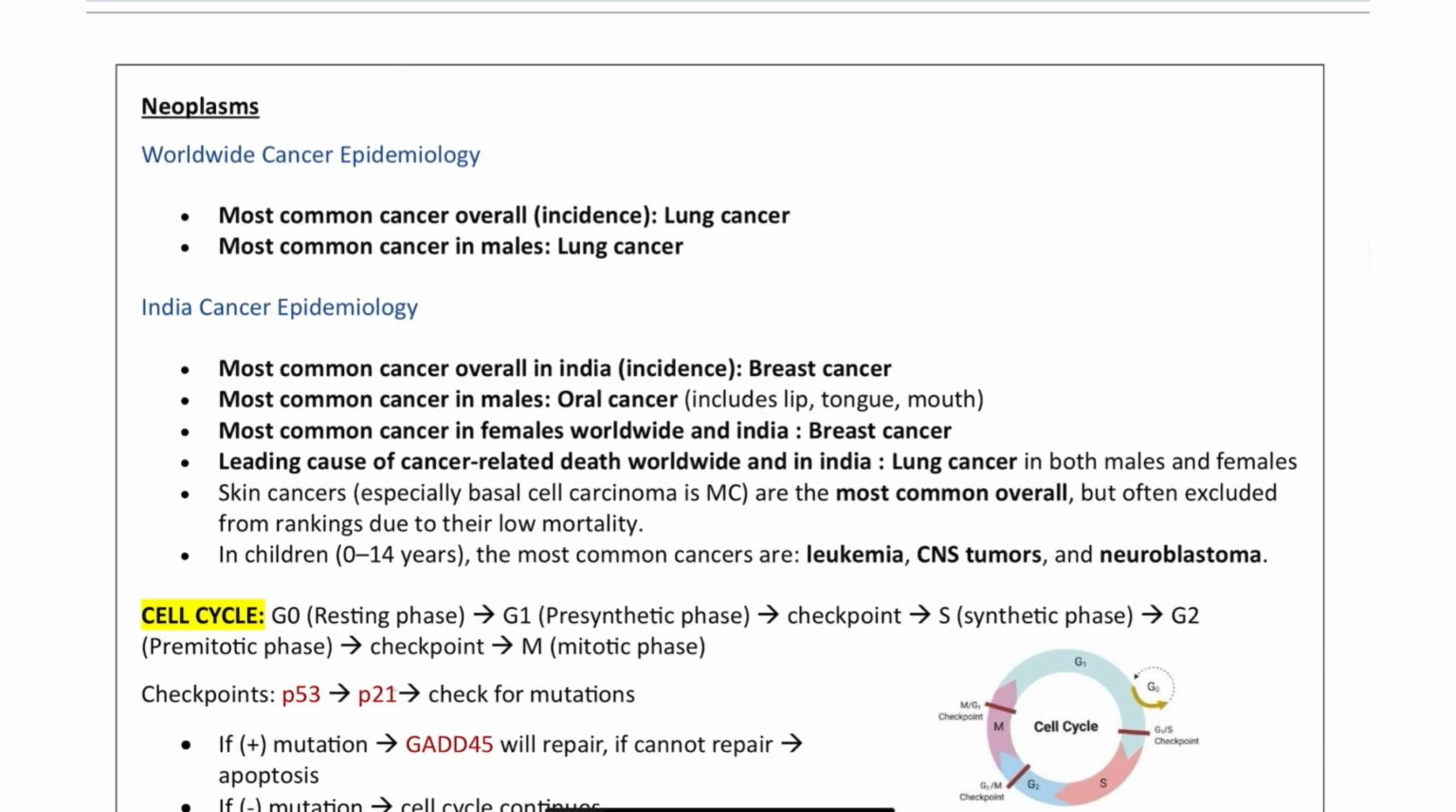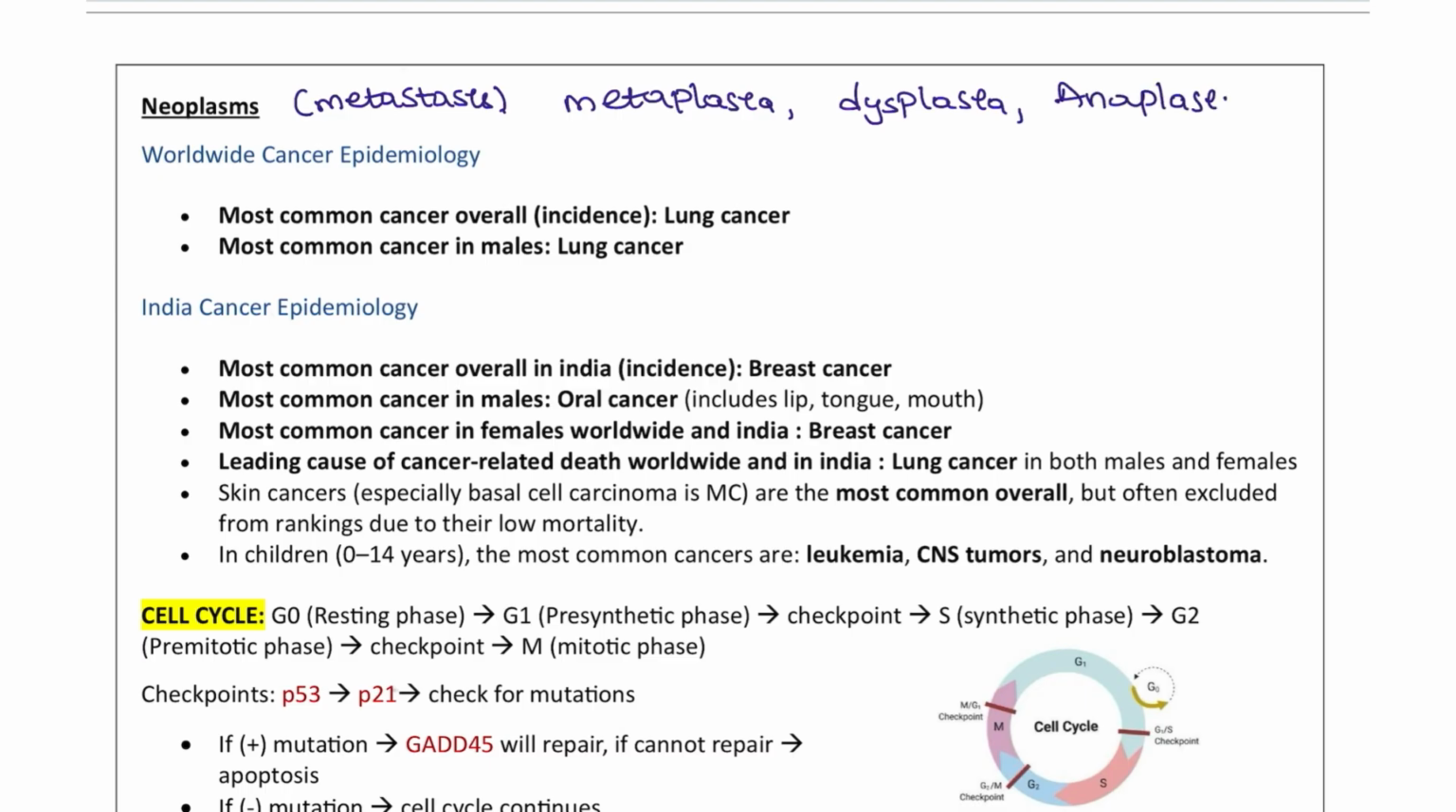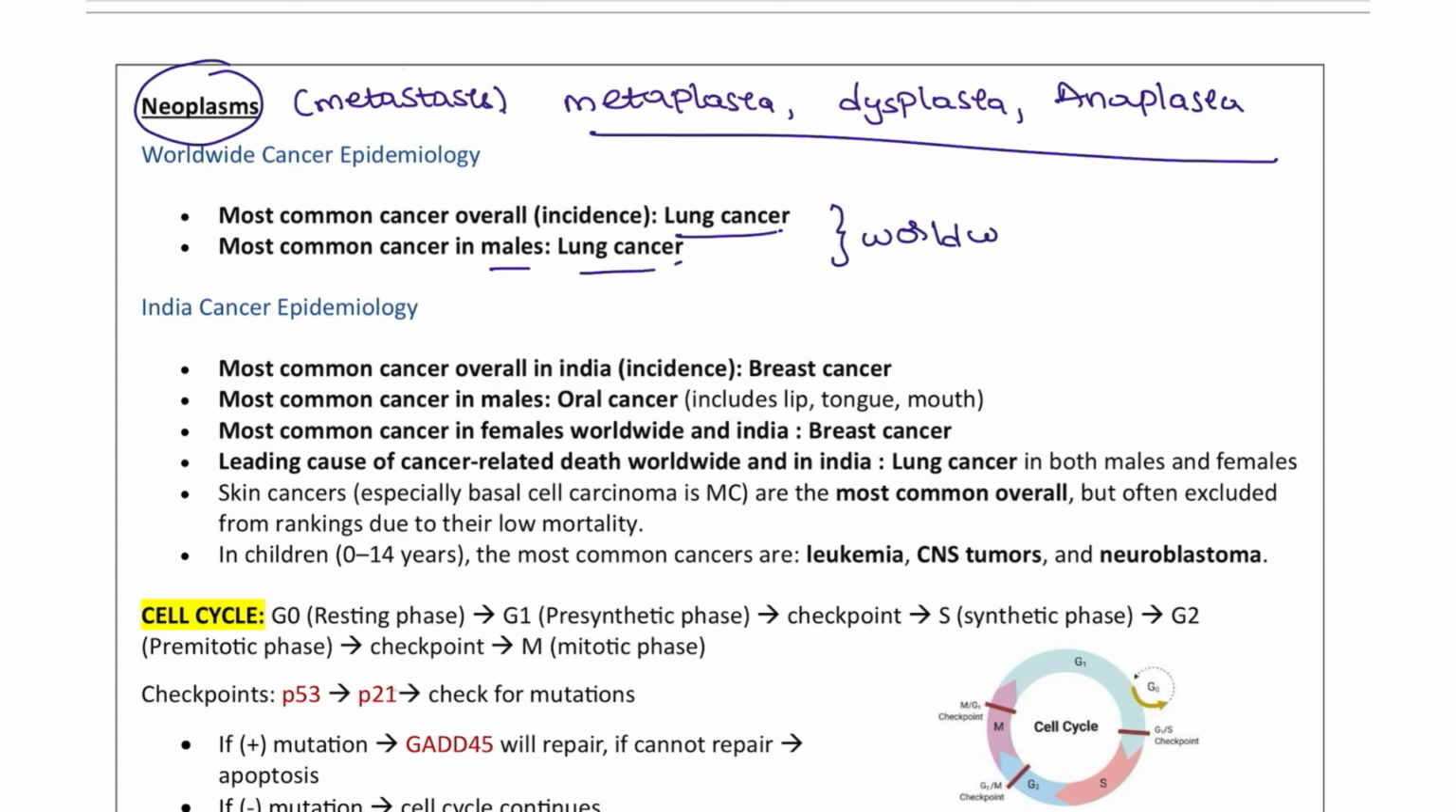Next, moving on to the neoplasia. Neoplasia, they already discussed. Most importantly, the hallmark is metastasis, right? They are the types. One is metaplasia, and there will be dysplasia and also anaplasia, right? All this will be going to transform into a neoplasia. And cancer epidemiology, the most common overall is lung cancer, and in the males also the most common. These are the worldwide statistics.